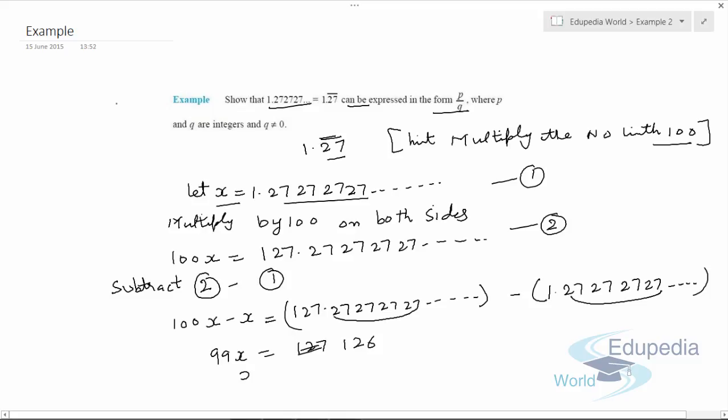Now the number comes out to be 126 upon 99, and further we can simplify it. The number can be divided by 9. So 9 elevens are 99, 9 fourteens are 126. So the number in the p by q form is 14 by 11. So this is how we can solve these numbers. Let's see another example on this concept only.